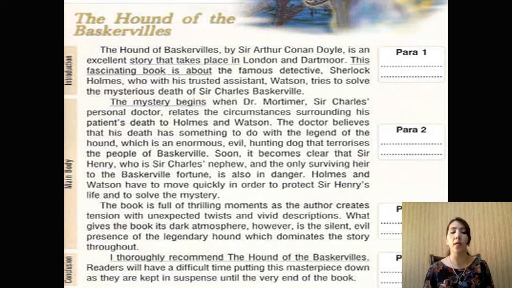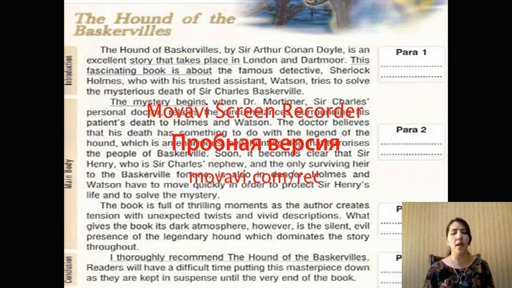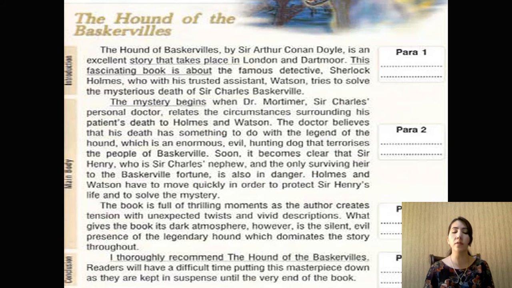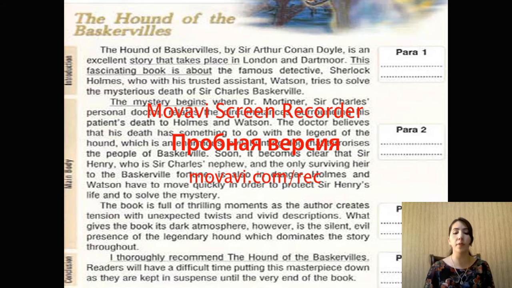What gives the book its dark atmosphere? However, it is the silent, evil presence of the legendary hound which dominates the story throughout. I thoroughly recommend The Hound of Baskervilles. Readers will have a difficult time putting this masterpiece down as they are kept in suspense until the very end of the book.